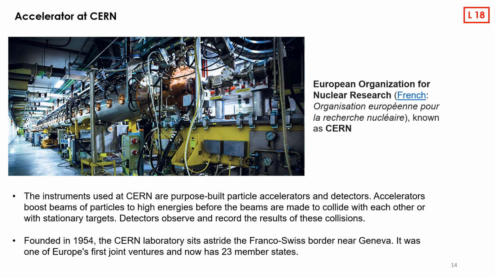Alright, now this is the accelerator at CERN, the European Organization for Nuclear Research, which resides between France and Switzerland countrysides. It was one of Europe's first joint ventures and now has 23 member states, and that includes around 10,000 scientists. The instruments used at CERN are purpose-built particle accelerators and detectors. Accelerators boost beams of particles to high energies before the beams are made to collide with each other or with stationary targets. Detectors observe and record the results of this collision.